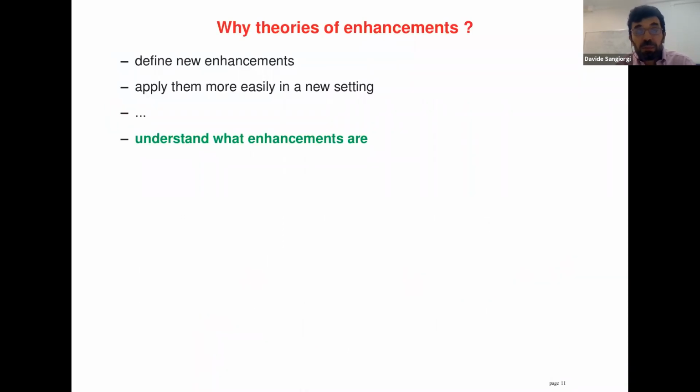Why theories of enhancements? Well, for the obvious reasons, because we want to use a theory of enhancements to be able to define new enhancements, and to be able to apply them more easily to a new setting.